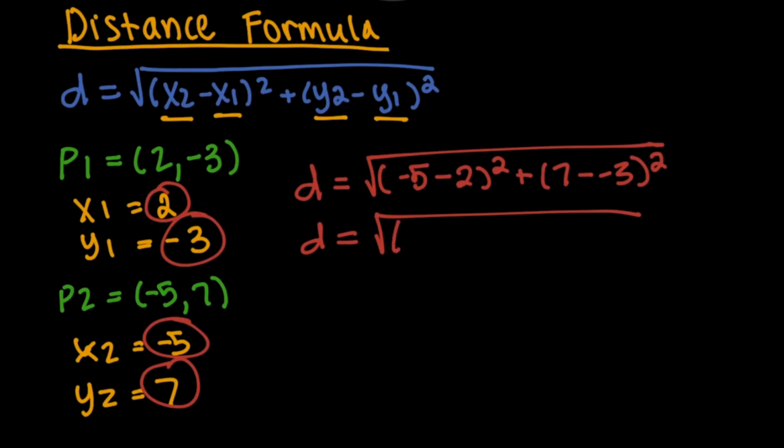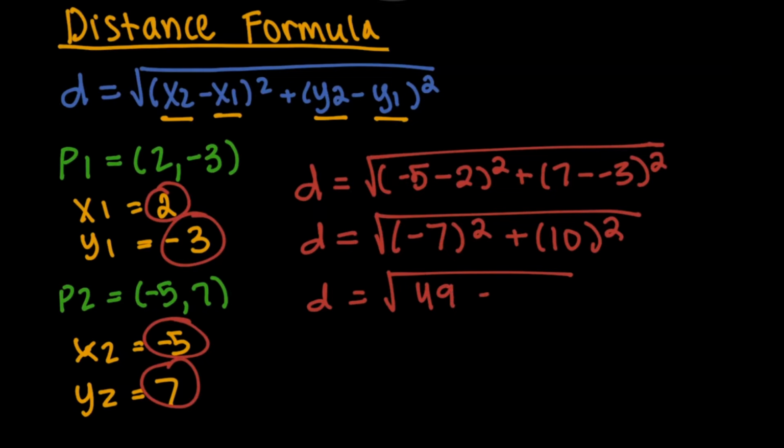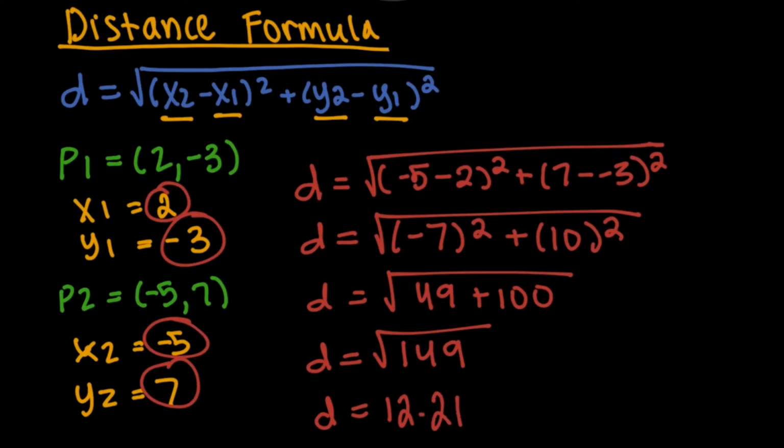So d equals the square root of (-7) squared plus 10 squared. d equals the square root of 49 plus 100. d equals the square root of 149. d equals 12.21. And that there is our final answer.